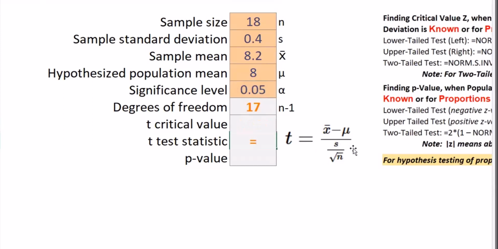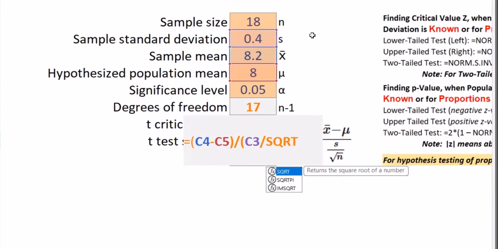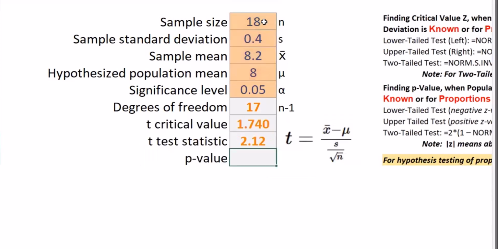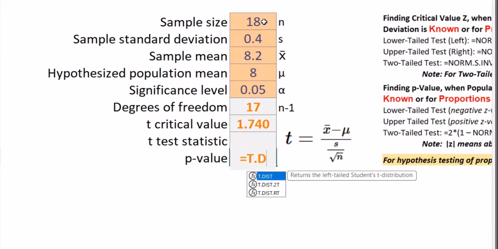Here's our formula for our t-test statistic. So we're just going to do equals 8.2 minus 8, close parentheses, and then we're going to divide it by the sample standard deviation divided by the square root of the sample size of 18, close parentheses, and we get 2.12. And now we're ready to calculate our p-value. So we're going to t.dist. So you can see the pop-ups there. This is going to be your lower level.